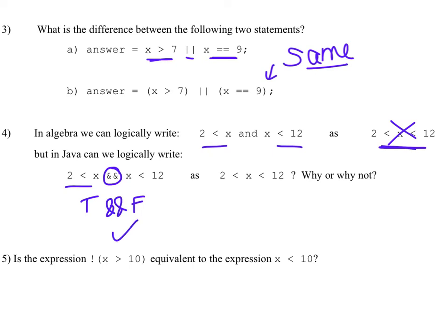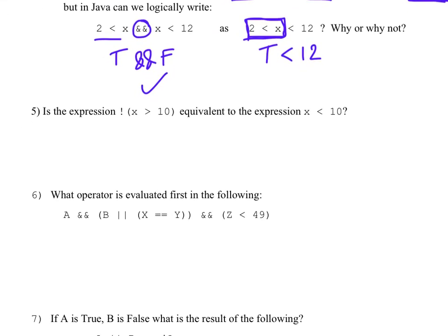This is perfect. But what happens here is it evaluates these two. 2 is less than x, so let's say it turns out to be true. True is less than 12. What? That doesn't even make sense. So it's because the order of operations is making it do one little piece at a time. It can't do multiple things at one time. It can only do one at a time, and it can't compare true and 12.